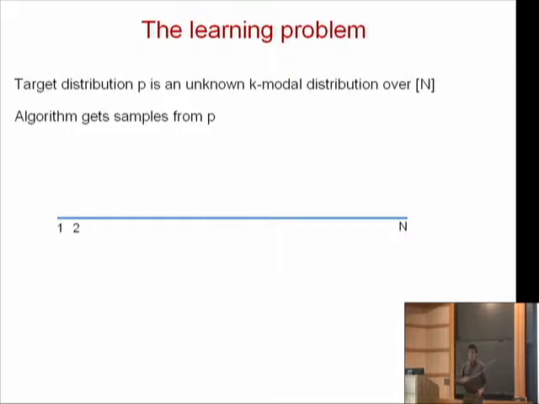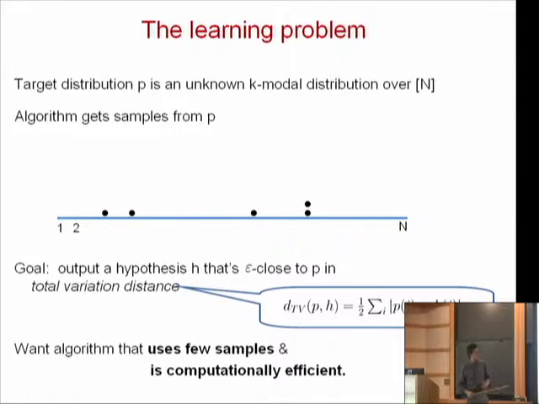Thanks. So there was a hidden k-modal distribution there, see? And the algorithm is going to get samples from the distribution, so it just gets draws from the distribution. And we want to learn some high accuracy approximator of the unknown distribution. And for the whole talk, we'll be talking about variation distance, just the L1 distance between two distributions, as our sort of accuracy criterion. OK?